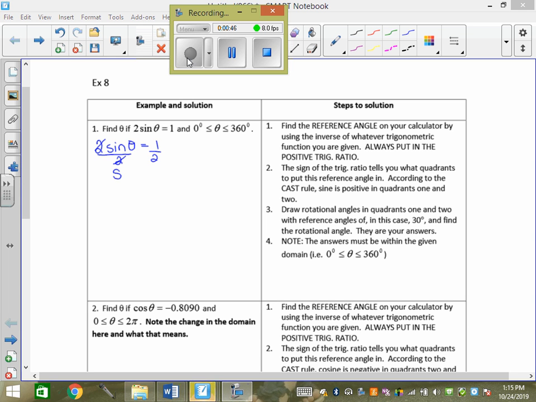So sine theta equals a half, a positive a half, which is in quadrants 1 and 2, here and here, because sine is positive in quadrant 1 and quadrant 2. So it's going to be at 30 and 150.